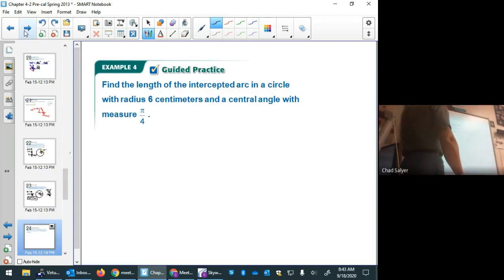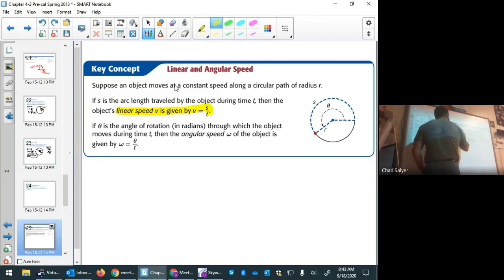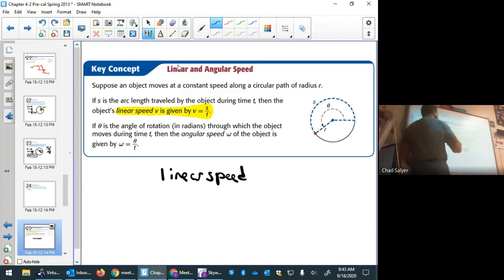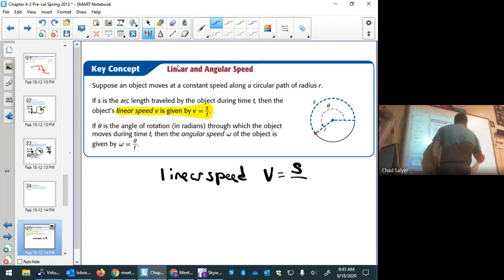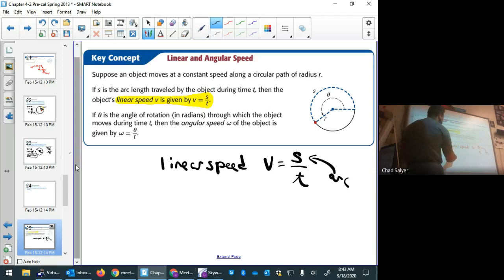All right, so linear and angular speed. I've got two formulas, and they're both important, they're both worthy of note. These are those test problems that are frequently missed. So I've got linear speed. I'll just write it down here. Linear speed is given by V equals S over T, where S is the arc length formula that we just learned. And V is the velocity, and it's given by the arc divided by the time. T is time.